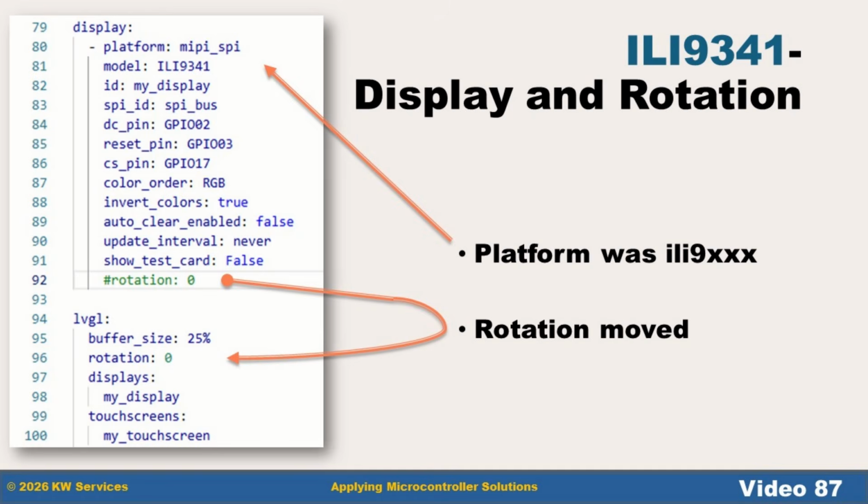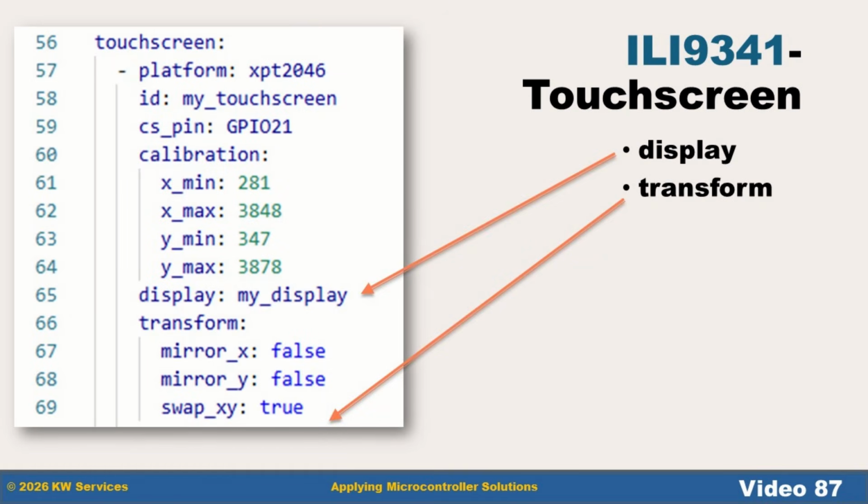Since LVGL coordinates both the display and touch responses of its widgets, the rotation was moved to the LVGL component. Touchscreen is declared with a reference to the display. As I read, the transform was supposed to be removed, but we found that transform was still needed. The display should be tested while in portrait mode and then the setting entered. Later, the LVGL set rotation command will correctly adjust the touchscreen.